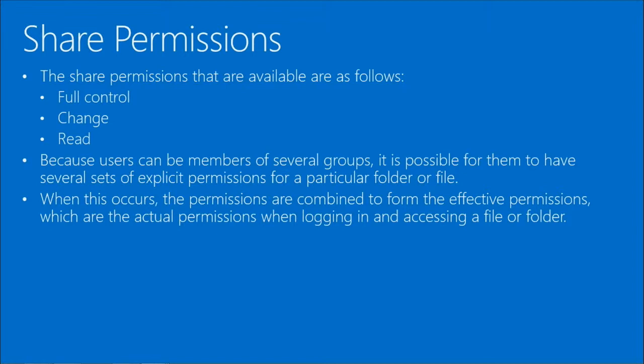Users can be members of several groups. So it is possible that they have several sets of explicit permissions for a particular file or folder. When this happens, the permissions are additive to form effective permissions. These are referred to as effective permissions and are used when the user accesses those files.